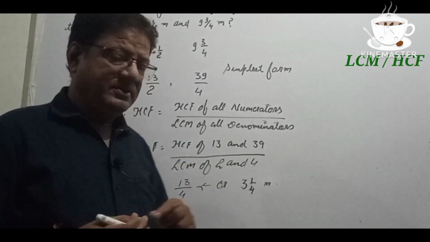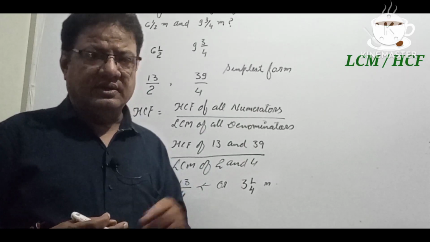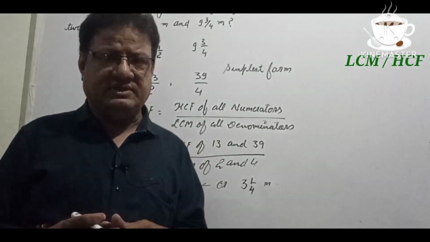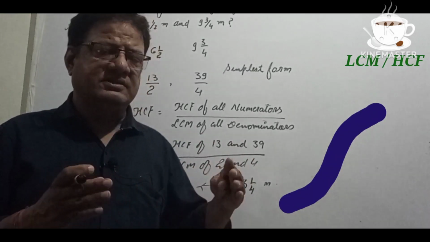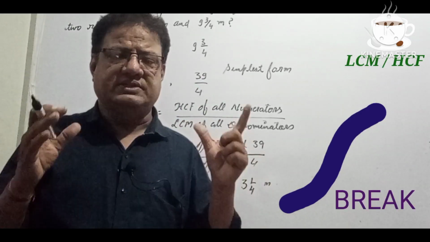The measure of the ribbon which can be taken from these two ribbons of 6 by 1/2 and 9 by 3/4 meters. In this way we find the greatest length of the ribbon which can be taken from the two ribbons.